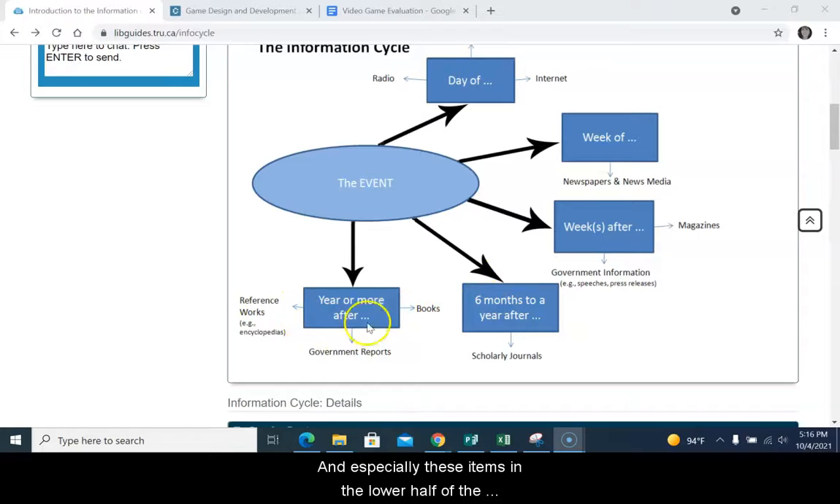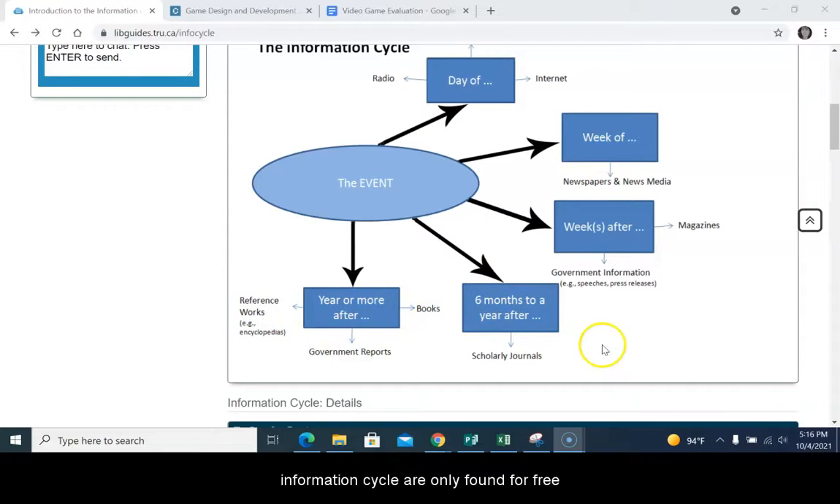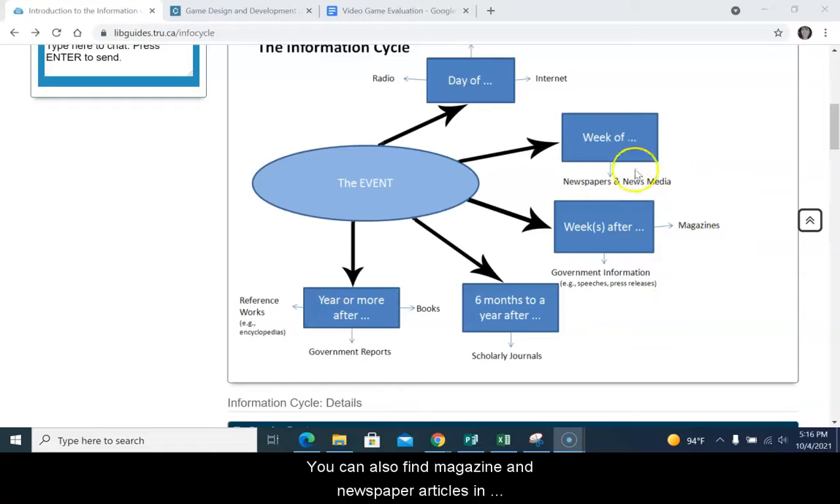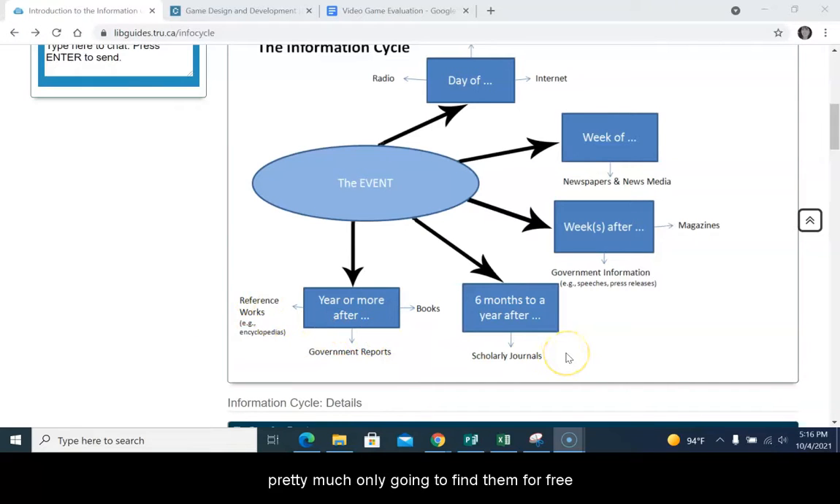And especially these items in the lower half of the information cycle are only found for free in the library databases. You can also find magazine and newspaper articles in library databases, but scholarly journal articles, books, and reference works, you're pretty much only going to find them for free in those library databases.